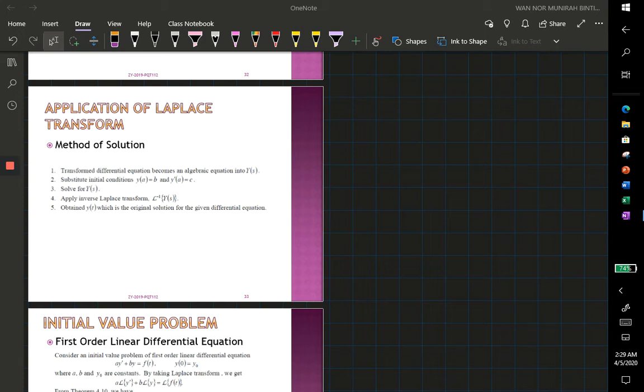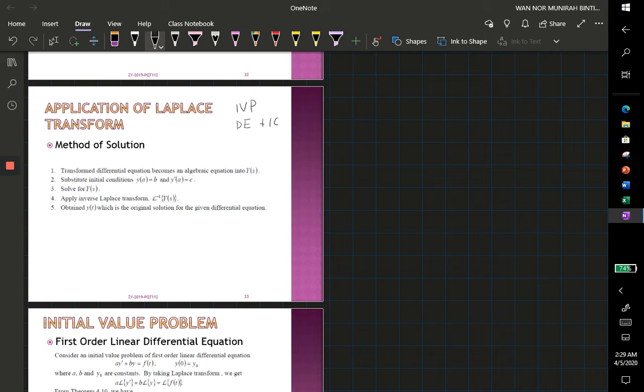In this course, we just apply the Laplace transform in order to solve for IVP. IVP is initial value problem. An initial value problem is a differential equation that comes with initial conditions. When you have first order, you have one initial condition. If you have second order, you will be given two initial conditions.